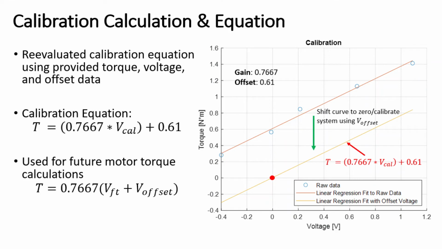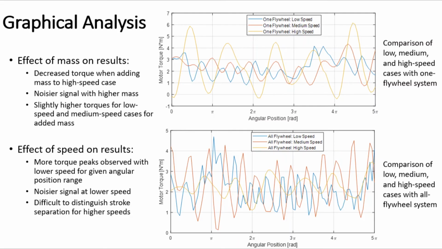The calibration curve was redefined for the week 2 dataset. The gain for the calibration curve was 0.7667, which was used for future calculations of the motor torque for each set of data. The following graphs compare the low, medium, and high speed cases with either the one flywheel or all flywheel system. Some main effects of mass that can be seen is that there is a decreased torque as mass is added to the high speed case. There is also slightly higher torques for lower speed than higher speed for the all flywheel case.